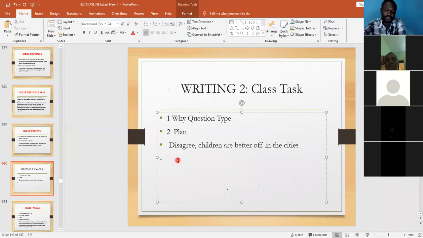Okay, so it's okay, I'm waiting. If anybody wants to contribute, please just indicate and talk. I don't have a point too. Why wouldn't you have points? Okay, maybe you have more points for children are better off in the rural areas or in the countryside. If you have a point for that, you can give it.